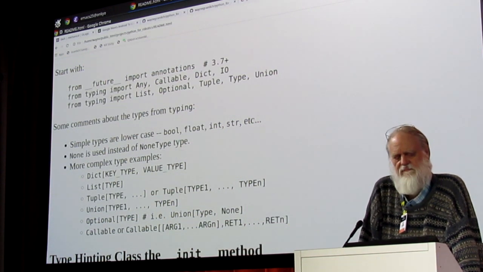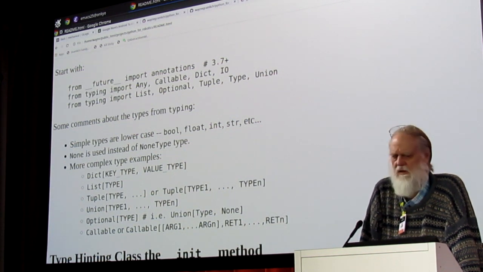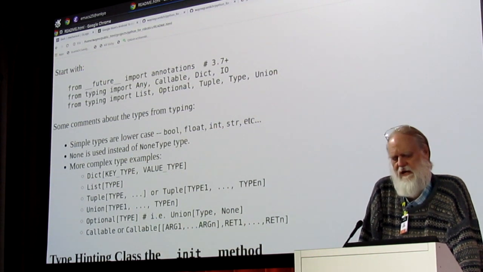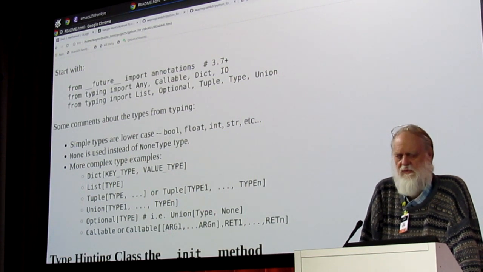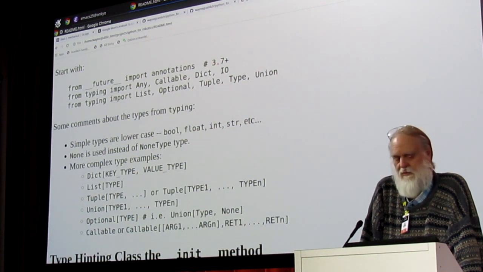Okay, and it defines a bunch of uppercase types. Okay, so there's Any, Callable, IO, List, Optional, Tuple, Type, Union. These are the ones I'm going to talk about a little bit.